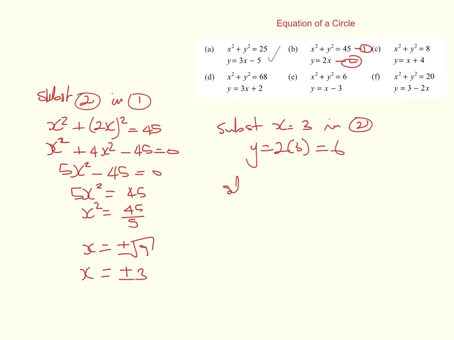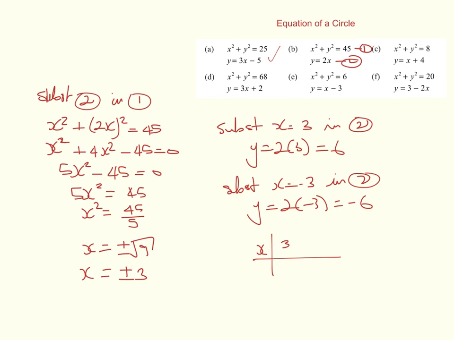Do the same thing, substitute x is minus 3 into equation 2 as well. So y is equal to 2 times minus 3, which is minus 6. So finally, we can say when x was 3, the y value was 6. When x was minus 3, the y value was minus 6. Okay.